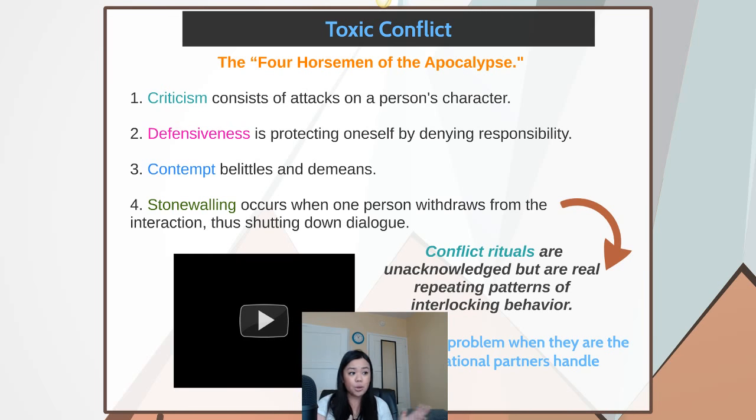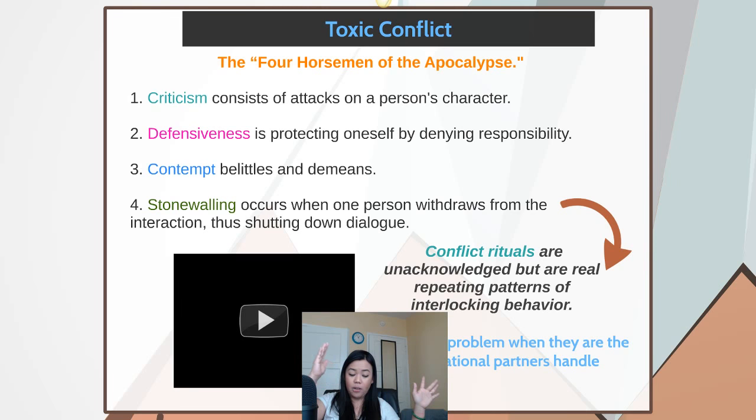The last one is stonewalling, and I want to clarify because a lot of students tend to think that this is the same as avoiding conflict, and it's not. So in the avoidance style, the lose-lose style, both parties avoid talking about the conflict, but they still will possibly interact with one another, if that makes sense. So I might not talk to you about, for example, finances, because I don't want to talk to you about finances, but we can definitely interact and talk about other things, right?